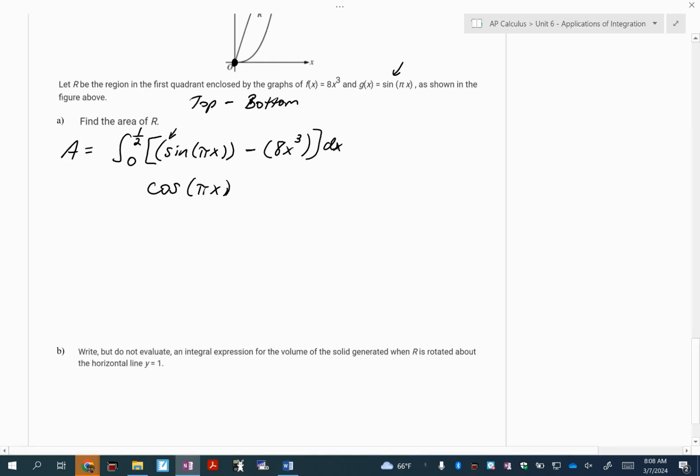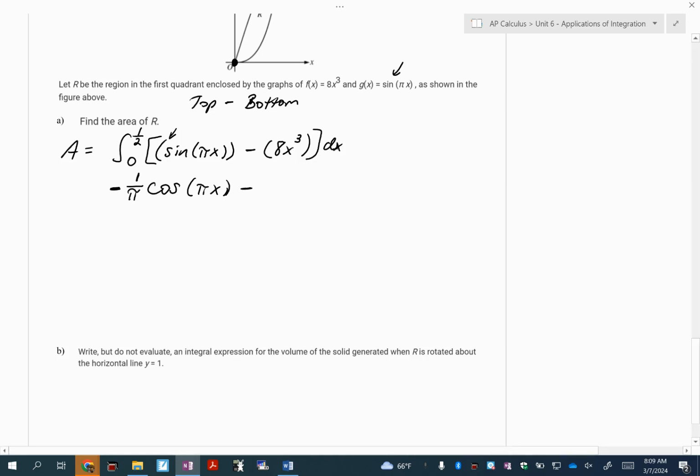I don't want a negative, so I want to make sure that I do the opposite. And then there is an argument in front of x, so I would have to do the chain rule of pi x, which is pi. You'll notice there's no pi in front of that sine, so I need to do the reciprocal of that, which is 1 over pi. So that's the antiderivative of sine of pi x.